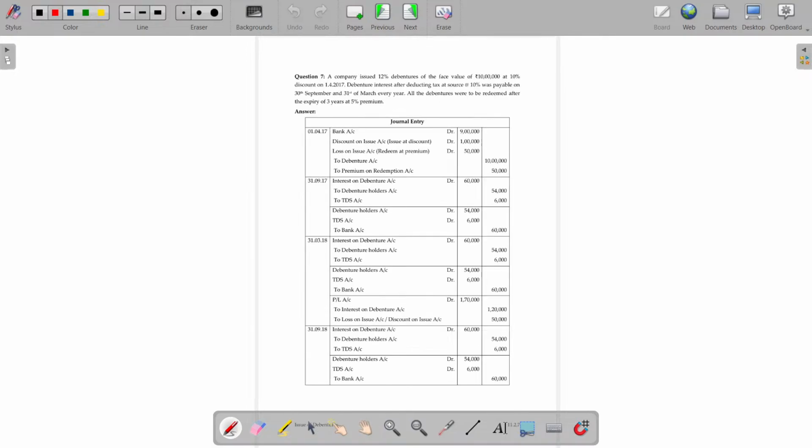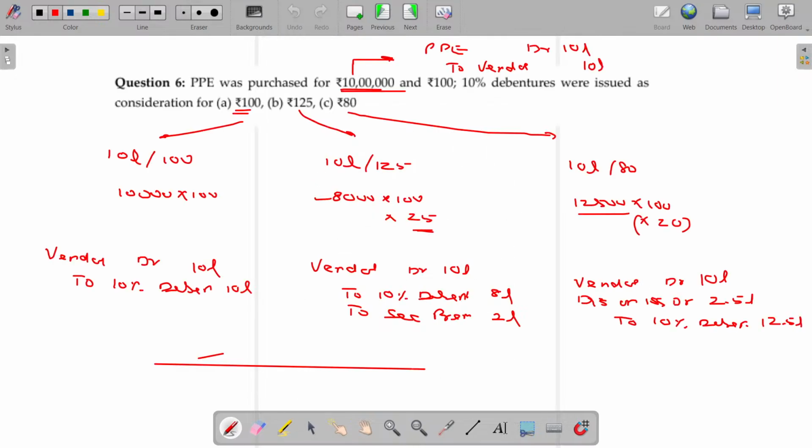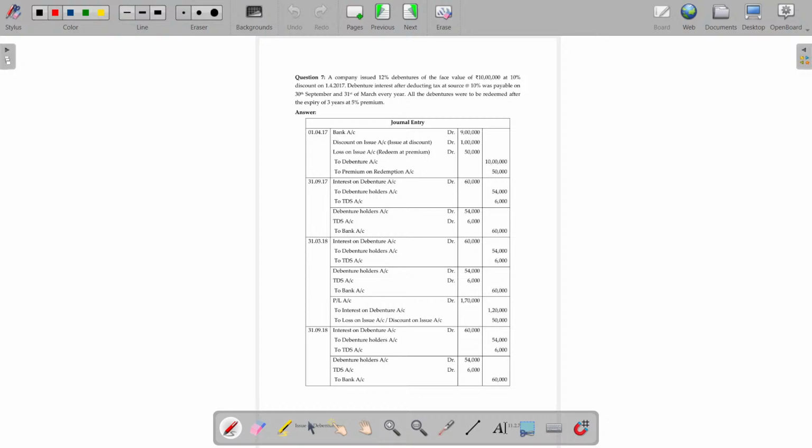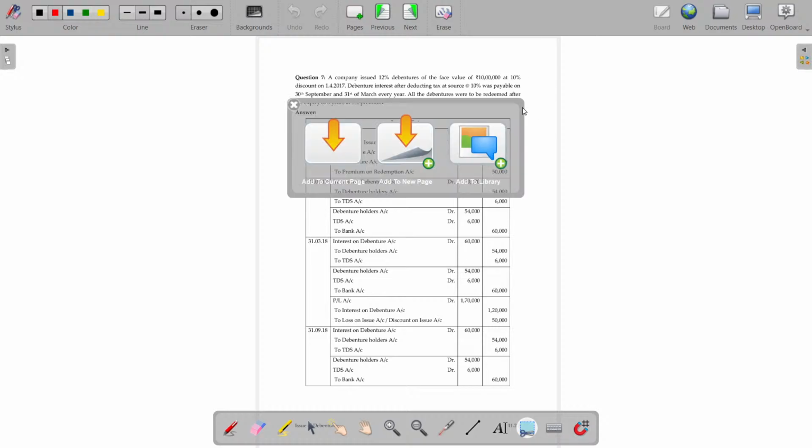Last sum, seventh one, a comprehensive illustration. We start with issue and finally we go for redeeming. Seventh question is a comprehensive illustration.